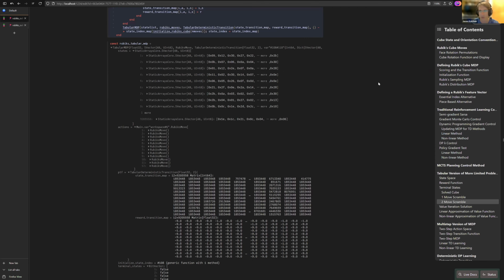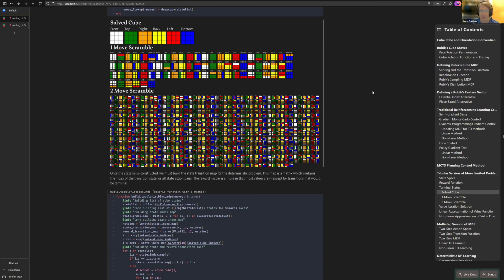Okay, so any questions about setting this up as a tabular problem?